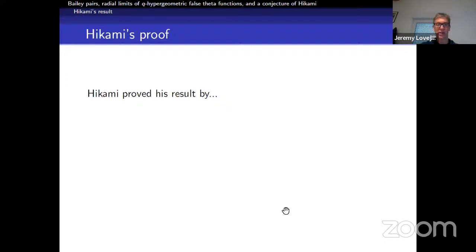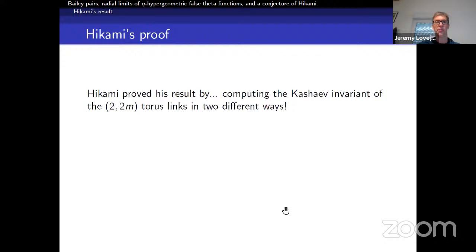So how did he prove this? Well, if you haven't read the paper by myself and Sharma, or you didn't read the abstract of the talk, you would never guess how he proved it. But I'll tell you, he proved it by computing the Kashaev invariant of the (2, 2m) torus links in two different ways. I write that I kindly omit the details, kindly for myself more than for you, because that way I don't have to write down things that I don't completely understand and try to explain them. But you can imagine generally what's going on.